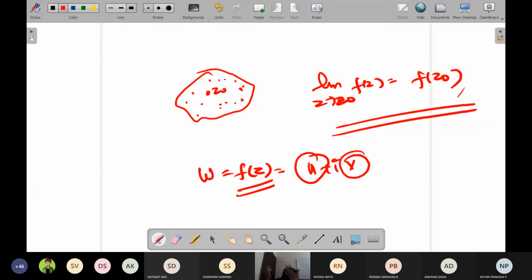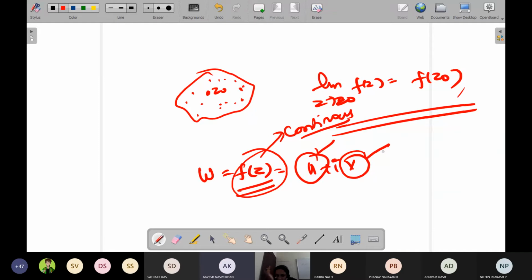Can anyone tell me what you can say about the real part? I'm saying that this function f of z is continuous. Can anyone comment on the real part and the imaginary part? Whether the real part will be continuous or not, or the imaginary part will be continuous, whether both have to be continuous or only one can be continuous. Can anyone conclude on this?